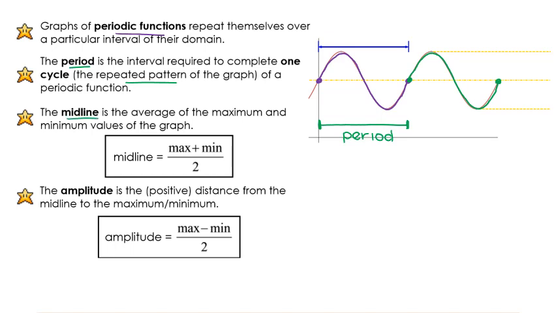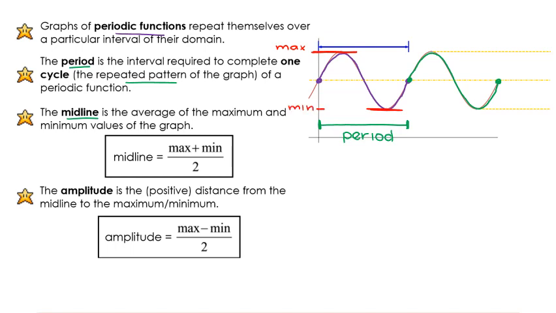The midline is the average of the maximum and minimum values of the graph. The maximum is the highest our graph will ever reach. So this is the highest it ever goes, so that's going to be our maximum value. This is the lowest that our graph ever gets, so that's going to be our minimum value.